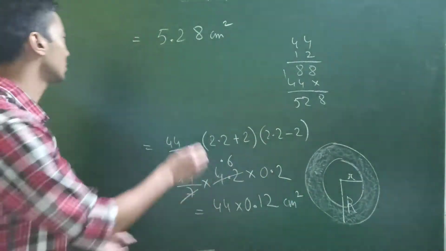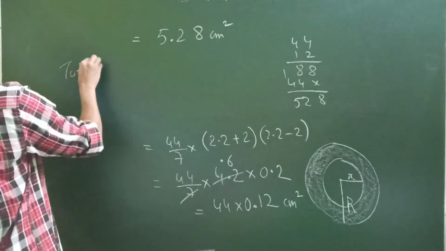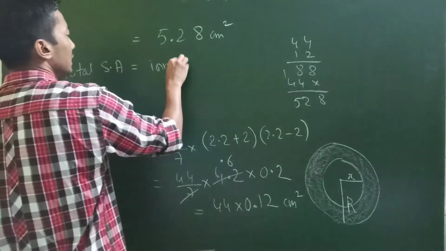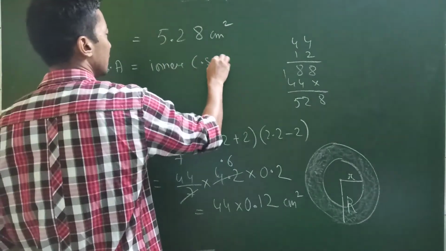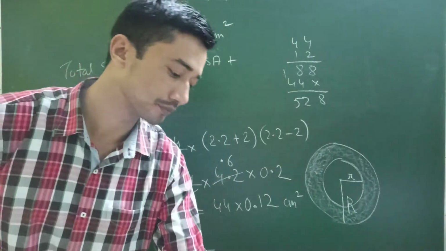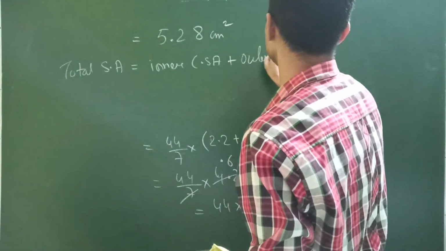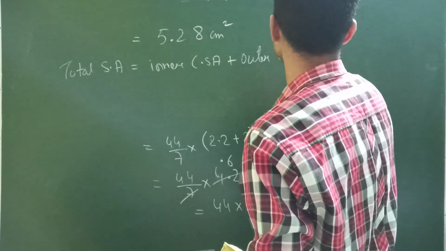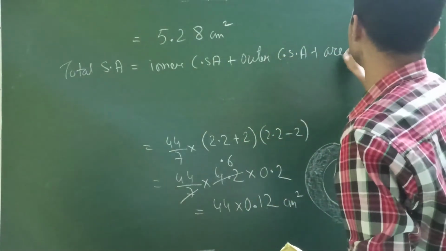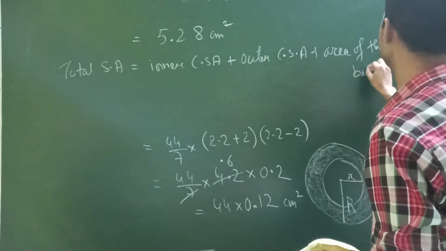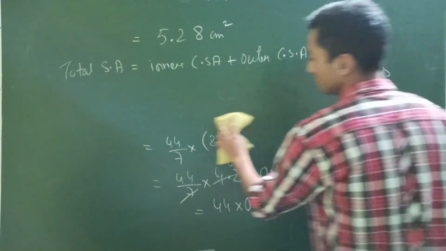Now let's find the total. So the total surface area is going to be the inner curved surface area plus the outer curved surface area plus the area of the bases, the two bases.